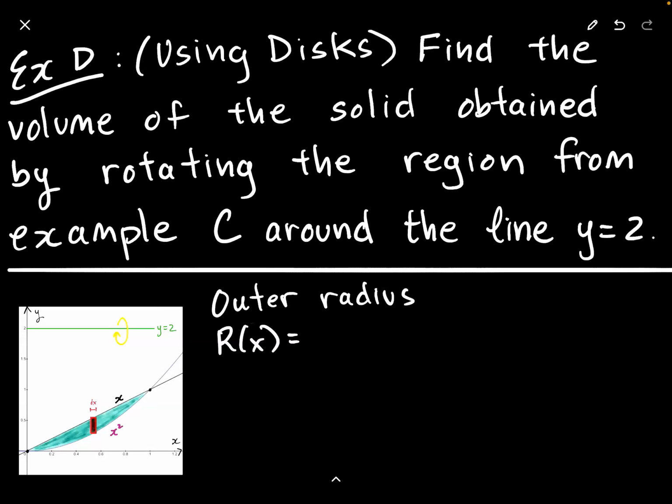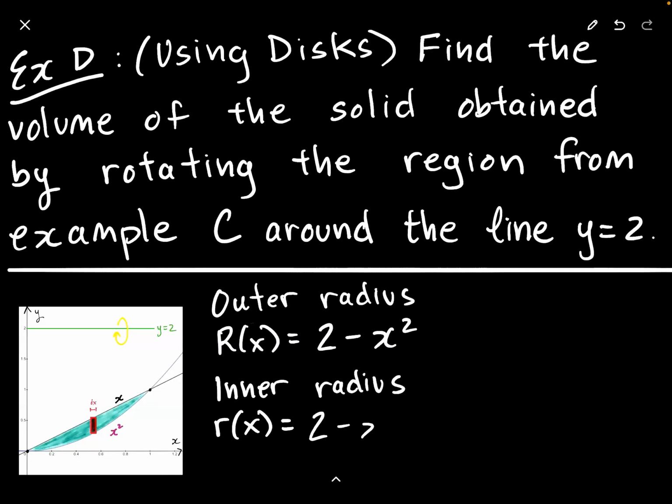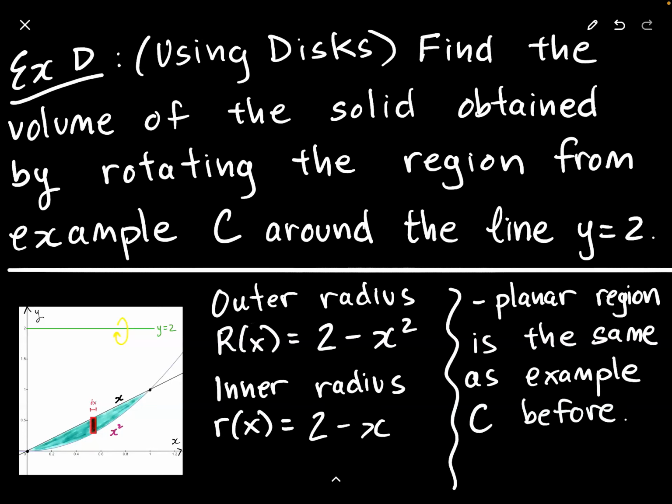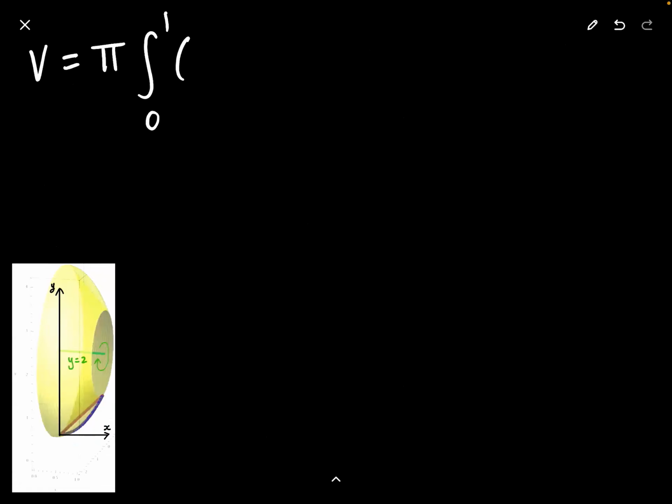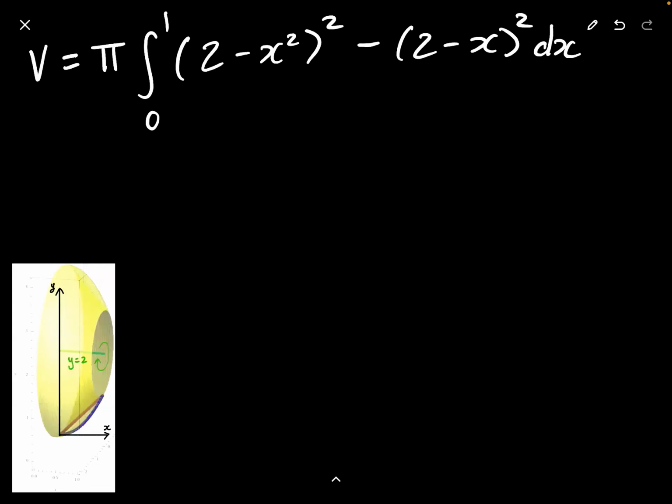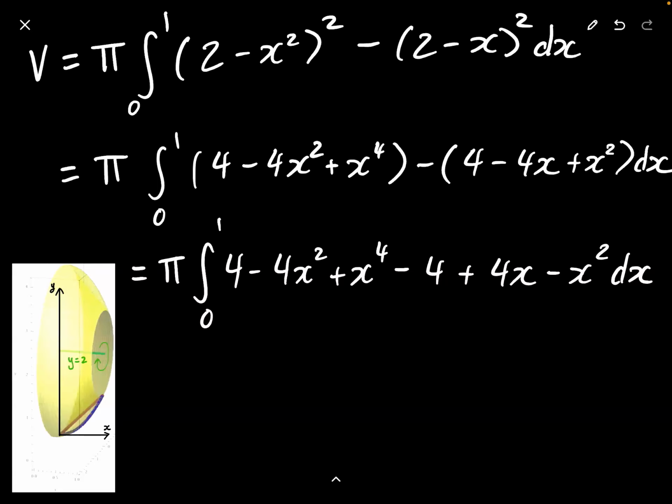The outer radius will be from the axis of rotation to the function that's farther away from the axis of rotation, which in the picture we can see is x squared. So when we determine this distance, it's the upper minus the lower. So 2 minus x squared. And the inner radius, small r of x, will be from the axis of rotation to the function that's closer to that axis. And again, it will be upper minus lower. So 2 minus x. So the volume will be given by pi times the definite integral from 0 to 1 of the outer radius squared minus the inner radius squared with respect to x. So we can FOIL out the terms, distribute the minus, and simplify.